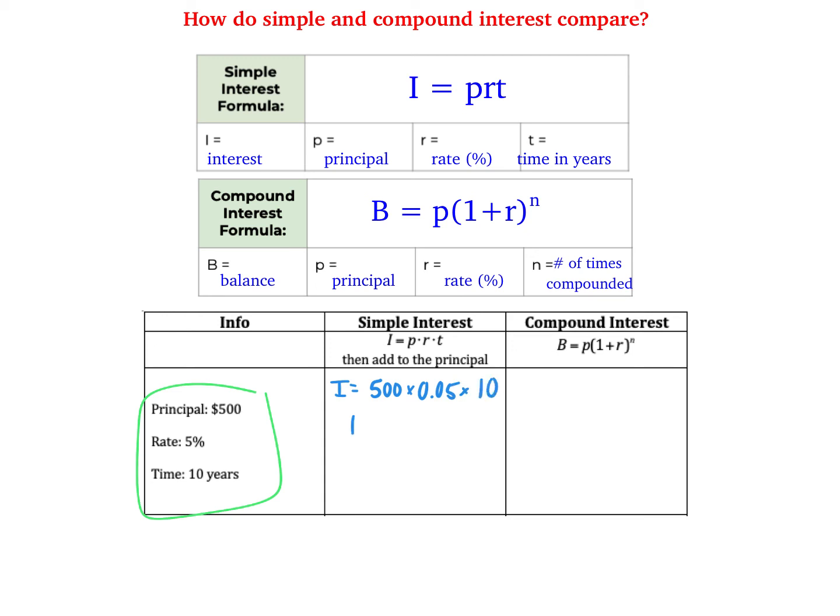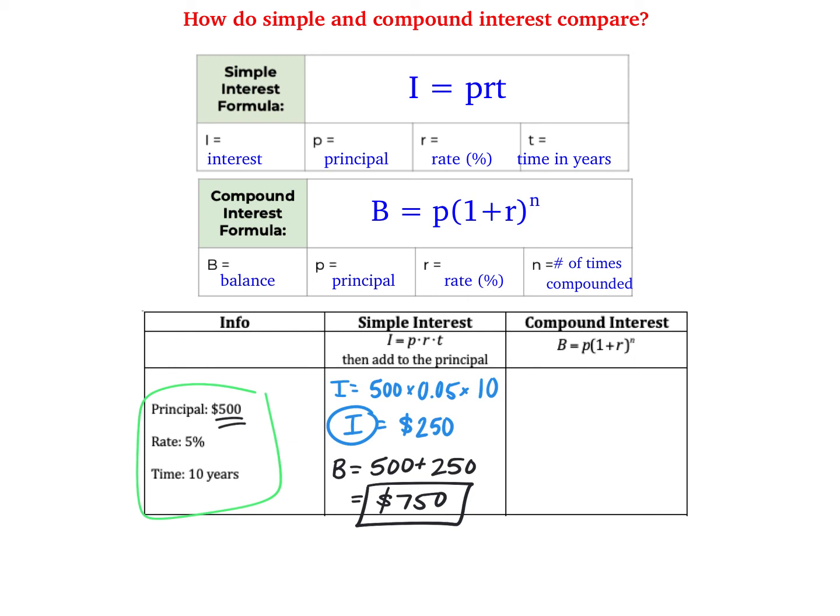So if I calculate that, the amount of interest that I would earn or pay, depending on the situation, would be $250. Now remember, that's only the amount of interest when you're doing simple interest. So my overall balance would come from adding back in my principal amount. So here the overall balance would be $750 from adding back that 500 principal.